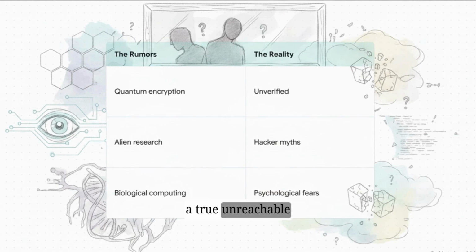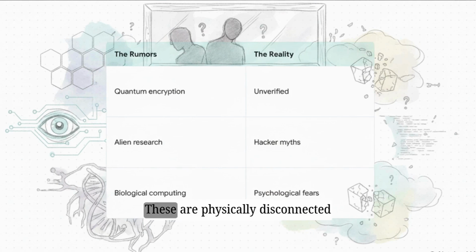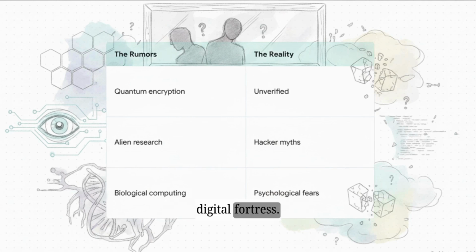However, a true, unreachable web does exist. In cybersecurity, we call these closed-shell or air-gap networks. Think of systems like the U.S. military's CyberNet. These are physically disconnected from the global internet to prevent remote cyber attacks. You don't need quantum encryption to get in, you need top-secret clearance and a physical wire. By severing the connection to the outside world entirely, they create a true digital fortress.